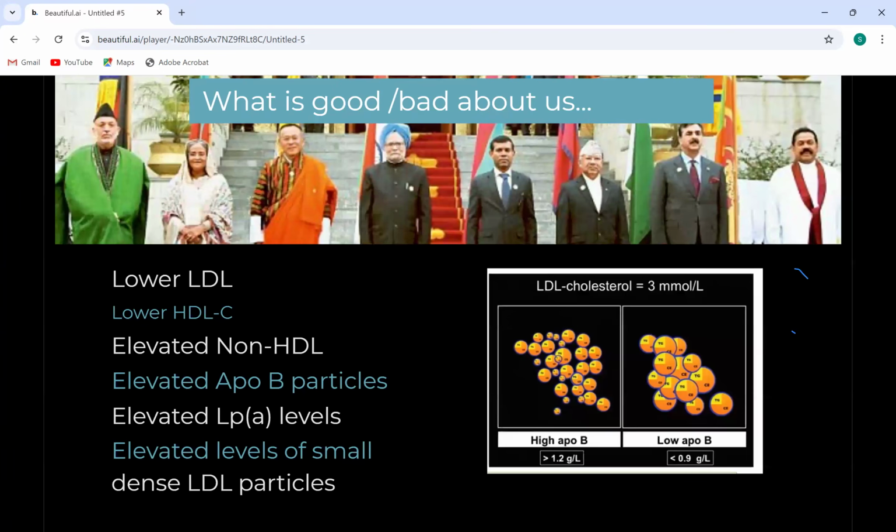Your LDL is... HDL is most of the time low. So if you go through most of your patients, you will see the majority will have low HDL-C, and they will have elevated non-HDL, elevated ApoB particles, elevated lipoprotein A levels, which we don't normally check, and elevated levels of small dense LDL particles.